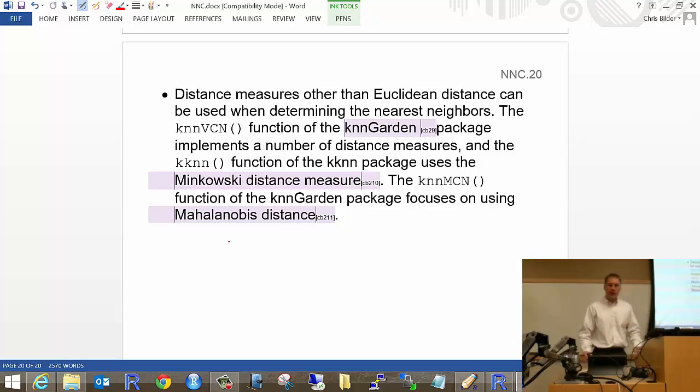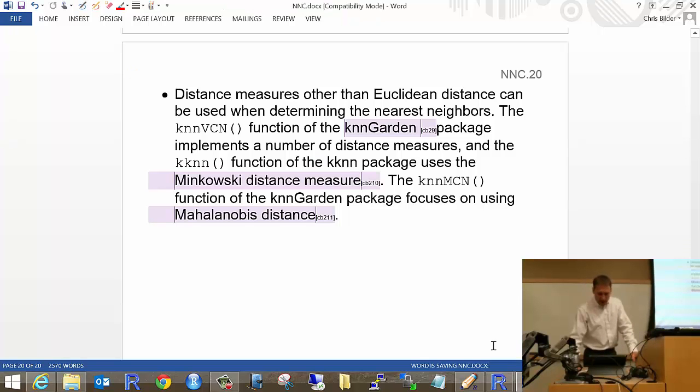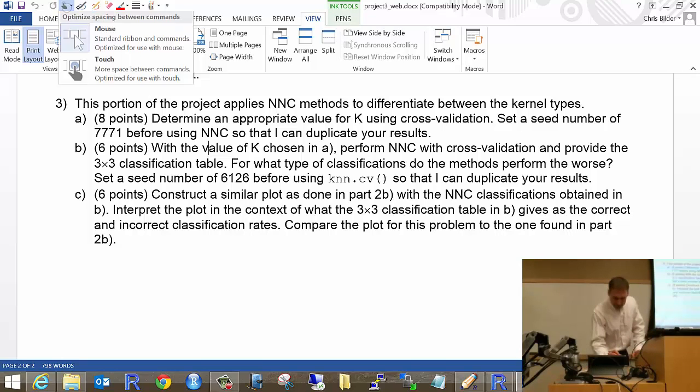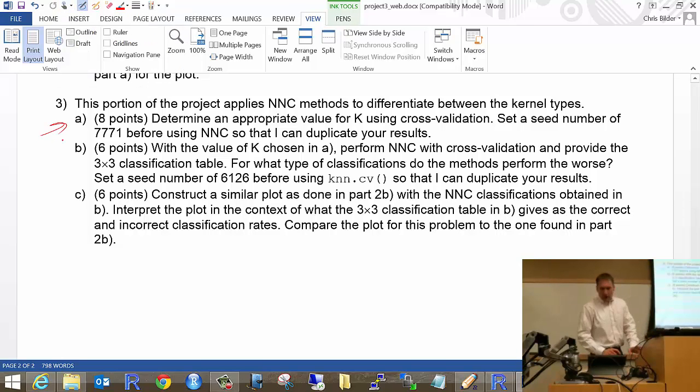Let's briefly talk about the project. You now have enough background to complete the project. And remember, you're using the weak kernel data set with this particular project. Simply what I would like you to do, in a very similar manner to what we did with the place kicking data set, is apply k-nearest neighbor methods to the weak data set. So, part A: determine an appropriate value of k. We talked about how to do that with the place kicking data set today. Basically, do the same kind of stuff.